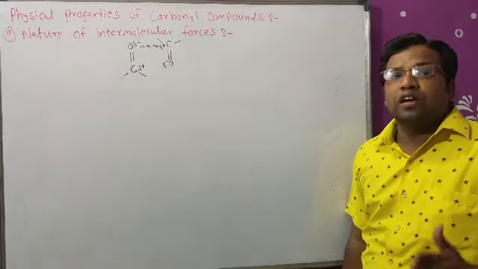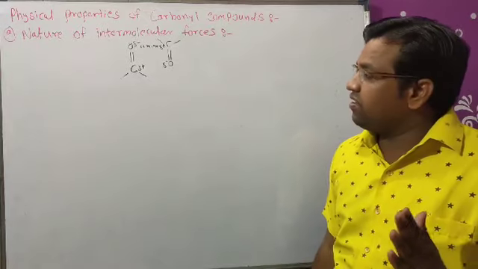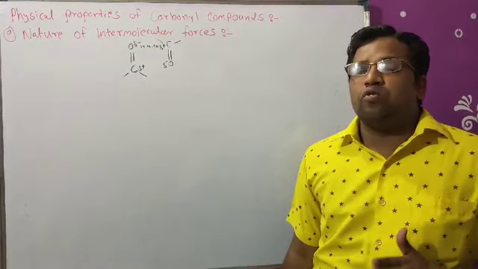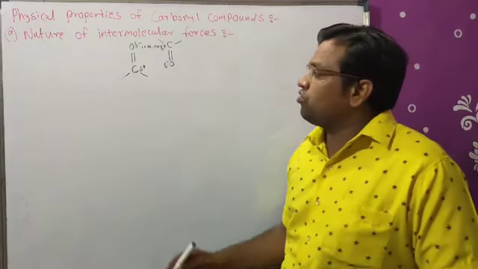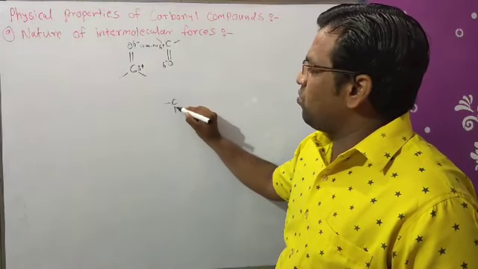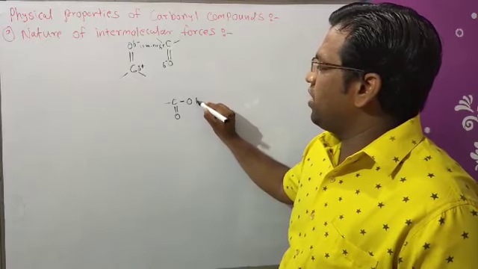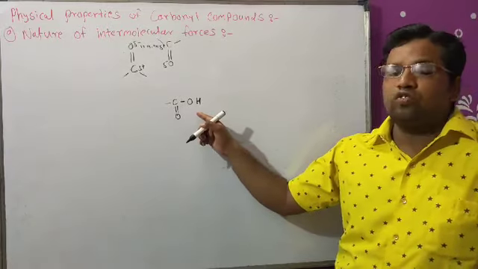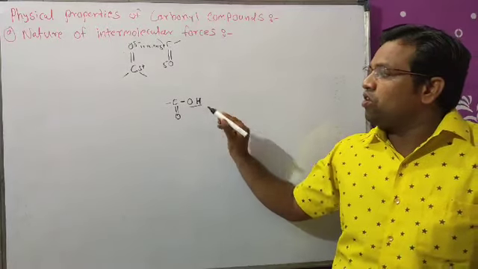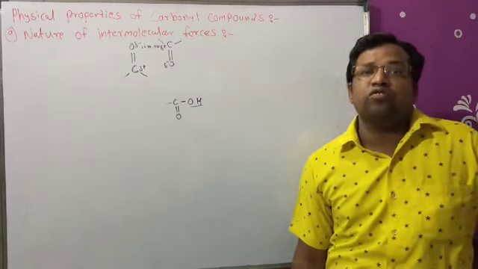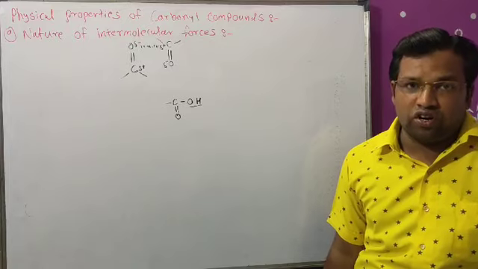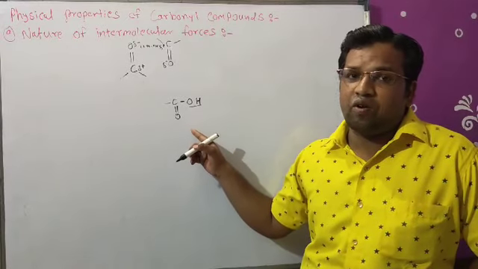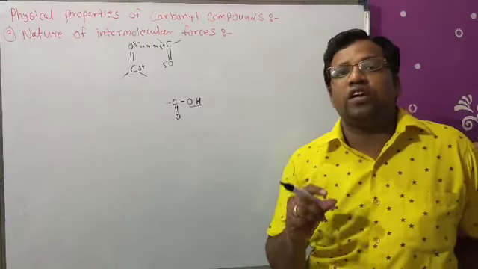Therefore in aldehydes and ketones, dipole force of attraction is present. But in the carboxylic group, the structure is C double bond O H. In the carboxylic acid there is an OH group, and this OH group shows intermolecular hydrogen bonding with itself. Therefore carboxylic acid shows hydrogen bonding attraction.